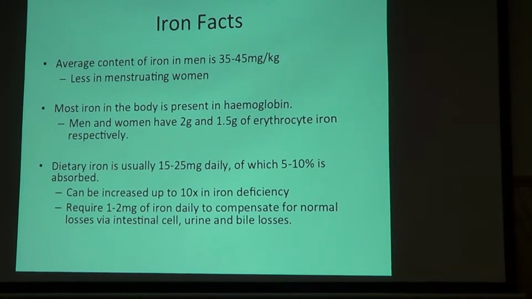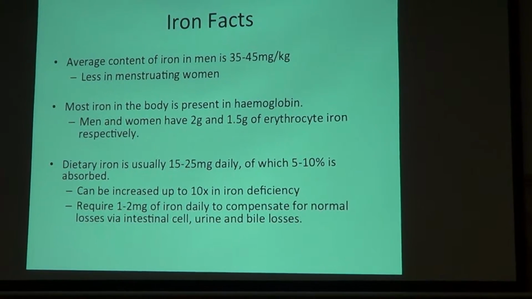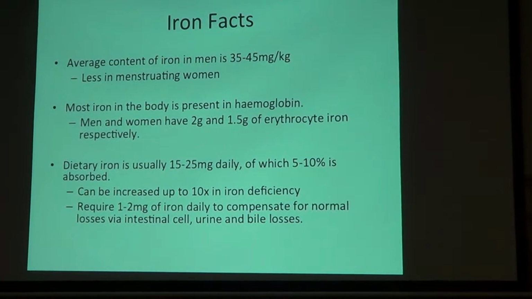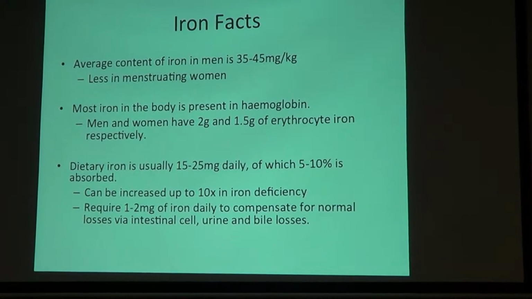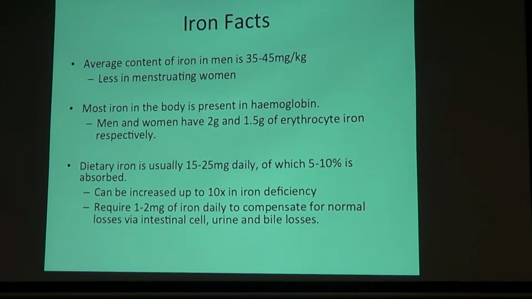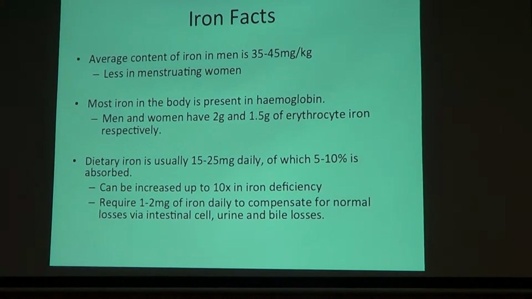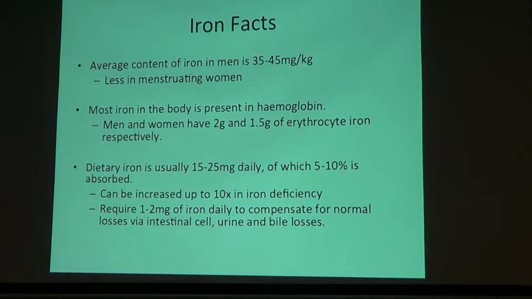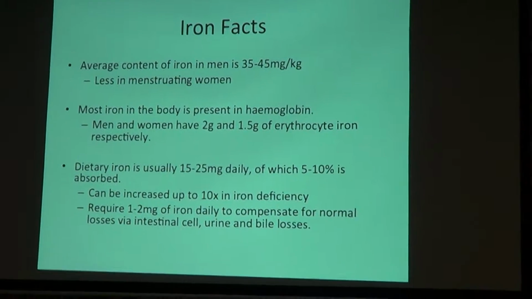Depending on your underlying medical issues and things like that, so for example, somebody who breaks down their blood on a regular basis because of some problem with their red blood cells, they can actually absorb about 10 times more through the intestine than a normal individual.